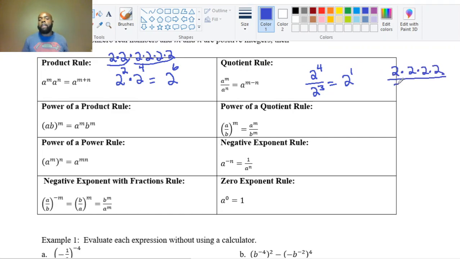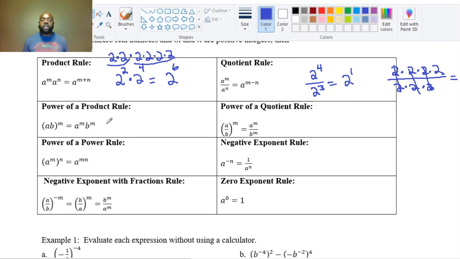And again, that works because of our properties of numbers, right? We can cancel all of our common factors since that's all multiplication. And so we'll be left with 2 to the 1st power. Instead of writing all this out, we can use this shortcut to subtract those exponents.